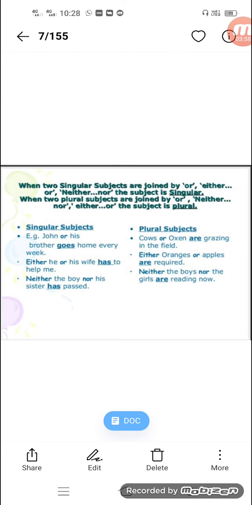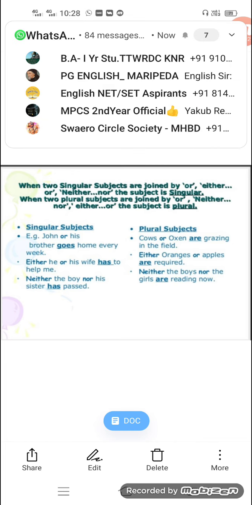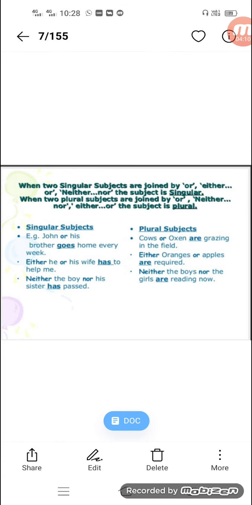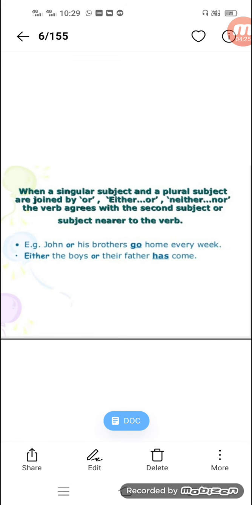Okay. Next we can see neither the boy nor his sister has passed. Here the boy and his sister both are singular, that is why you have to use the singular helping verb has, right. Next, if you take neither the boys nor the girls, here the boys and girls both are plural, that is why we have to use the helping verb are.